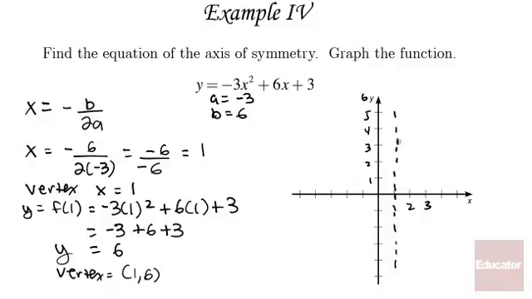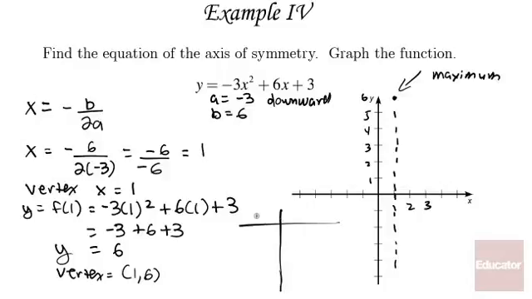Okay, so that's up here. And I do know that since a is negative 3, it's a negative number, this is a maximum. The vertex is a maximum, and this parabola is going to face downward. It's going to open downward.